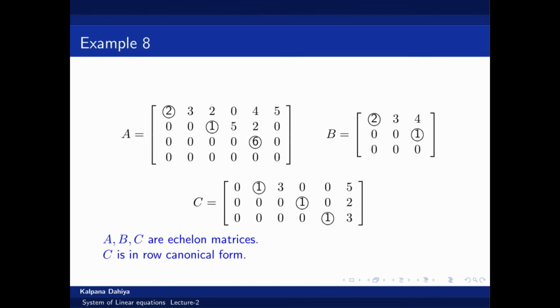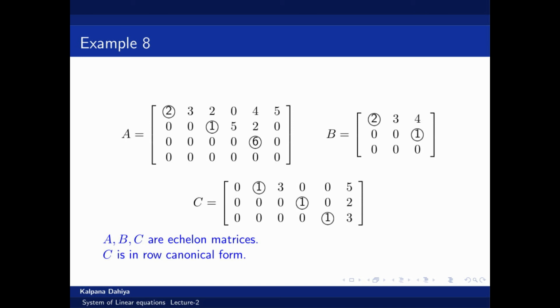So the matrix A is in echelon form. Now we check whether this one is in row canonical form. The third condition is that each pivot element in row canonical form is 1. But here we have 2 and 6. These are pivot elements and they are not equal to 1. Also, the fourth condition is not satisfied. Matrix A is in echelon form, but it is not in row canonical form.